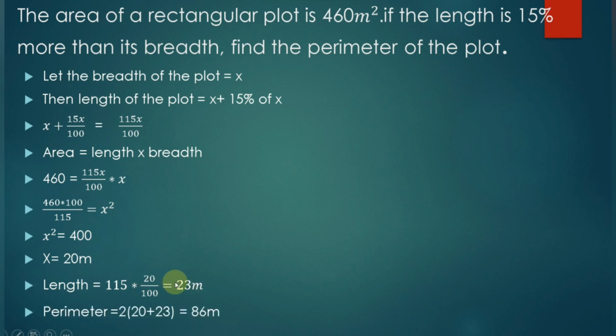Now I need to find out the perimeter. So perimeter formula is 2 into length plus breadth. Length is 23 and breadth is 20. Solving this I will get 86 meters is your perimeter.